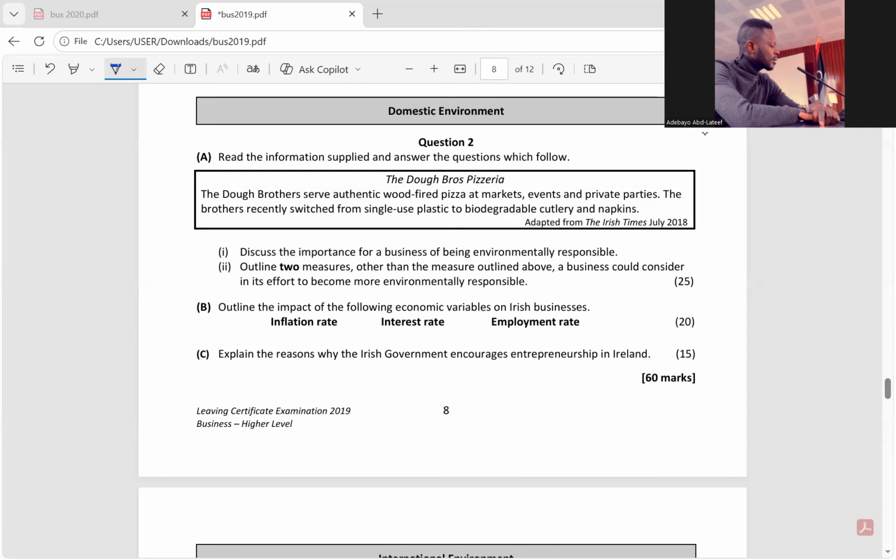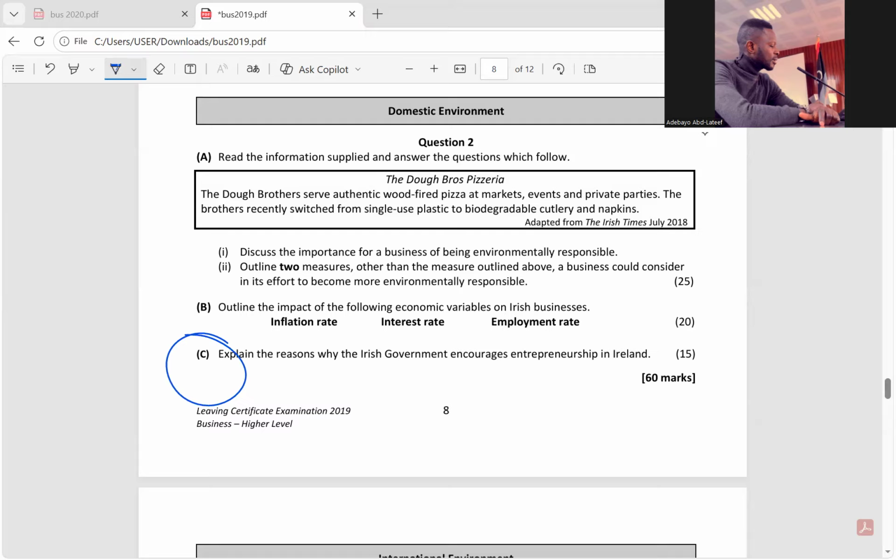Are you there? Yeah. So for 2C, they said, explain the reason why the Irish government encourages entrepreneurship in Ireland. Why do we encourage entrepreneurship? Encouraging entrepreneurship simply means you are encouraging people to set up a business. What are the reasons why every government, not even in Ireland, every government would want to ensure that entrepreneurship is encouraged? These are the reasons.